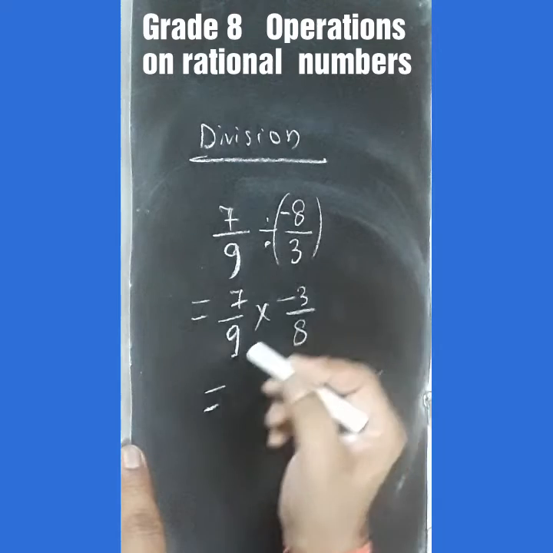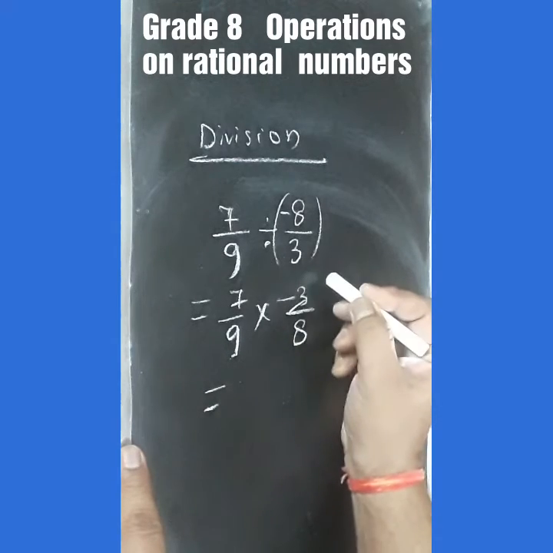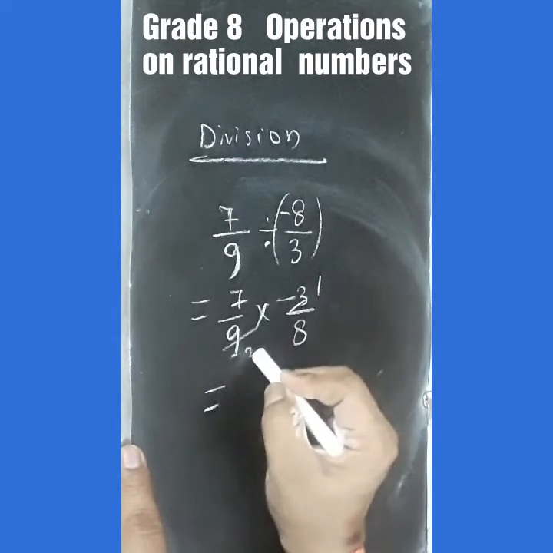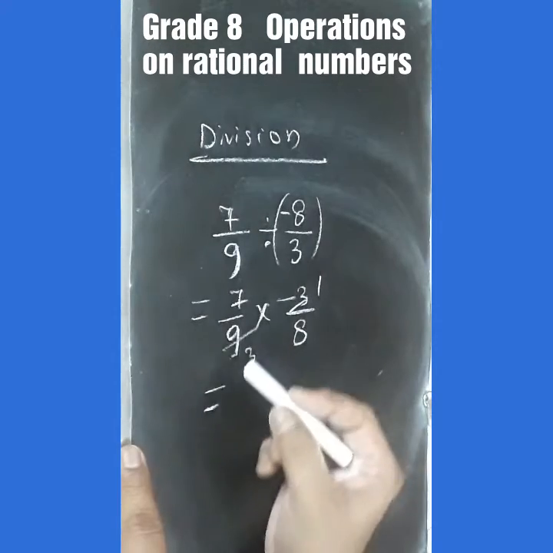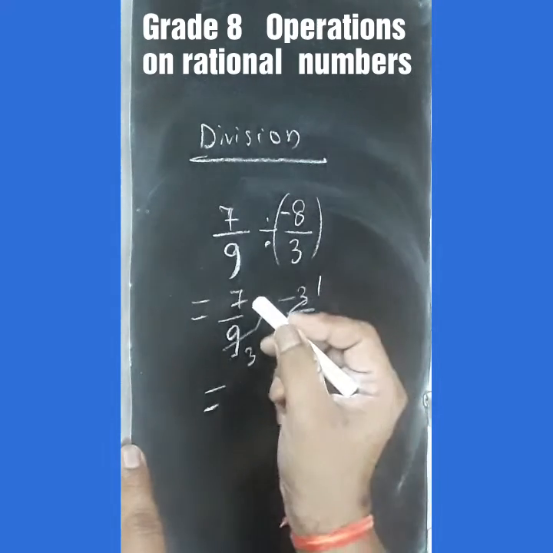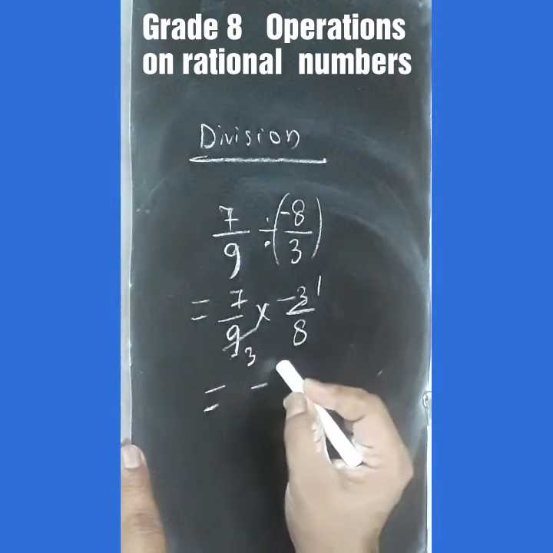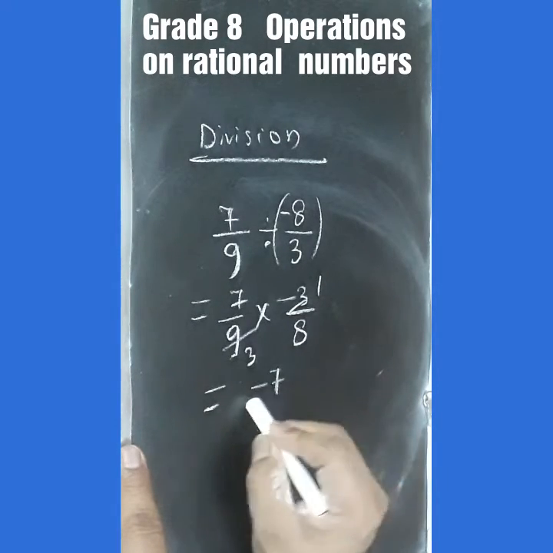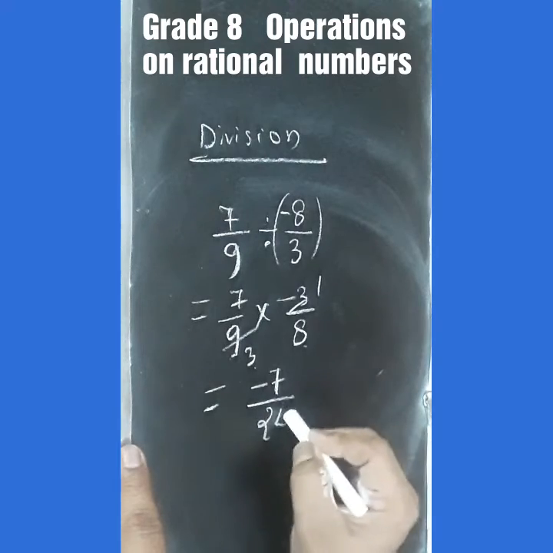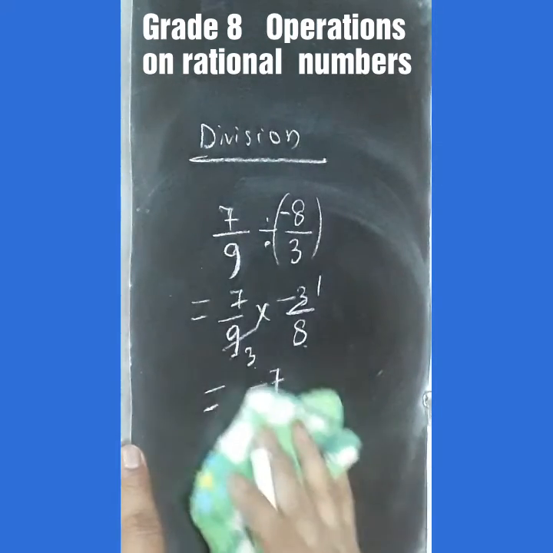Now we can cancel both these numbers by 3. 3 1s are 3, 3 3s are 9. Now we can no more cancel them. Now we will multiply: 7 1s are 7 with minus sign, 8 3s are 24. This is our answer.